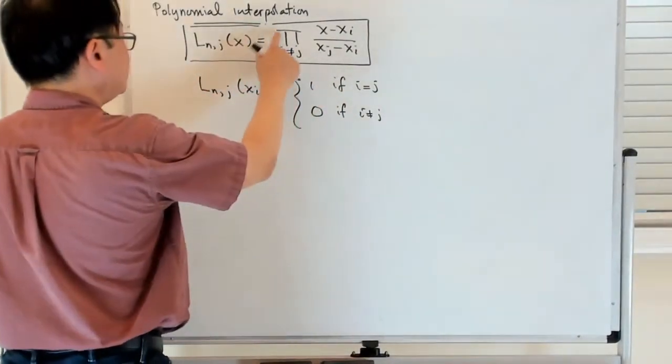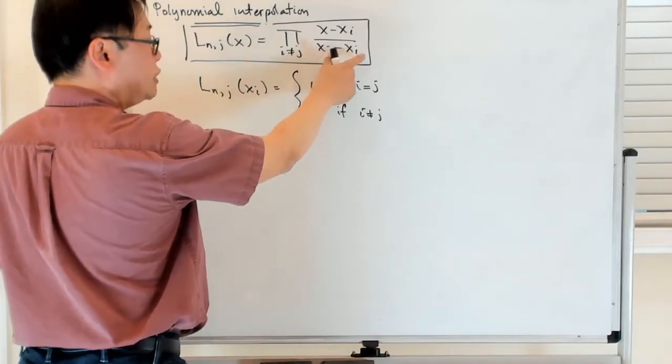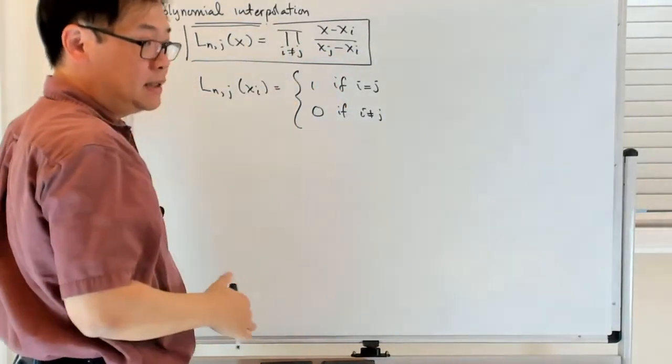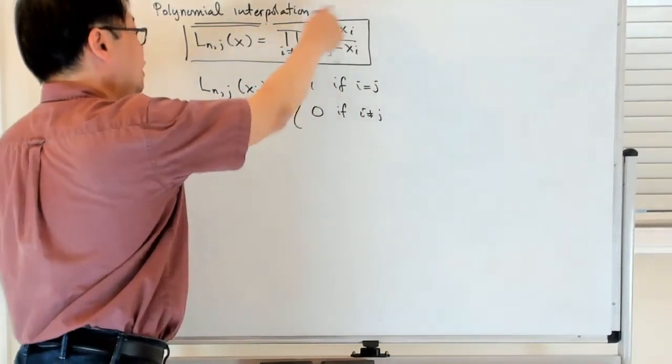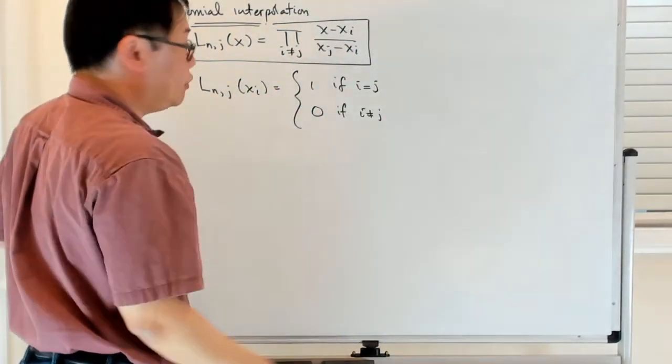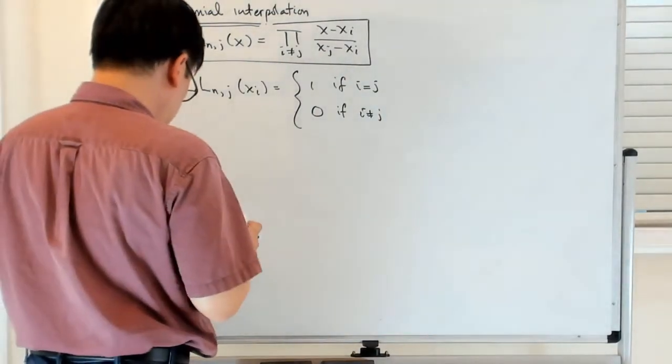And if you've never seen this pi notation before, it means that I take the product of all of these terms. It's a little bit like the sigma notation, where I sum all these terms. So here I have a bunch of different terms, and I just take the product of all of them. Okay, all right.